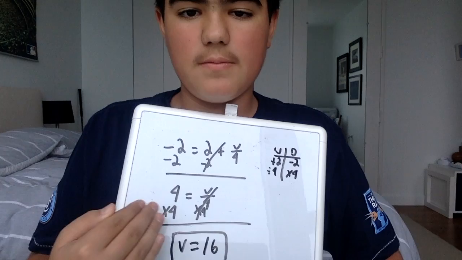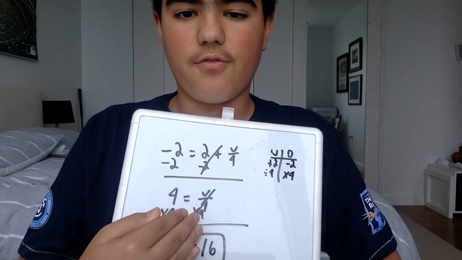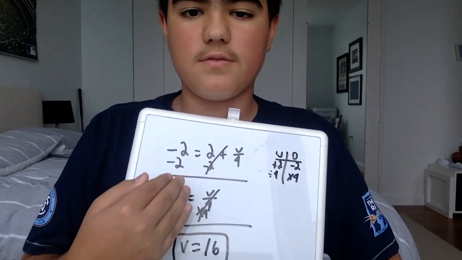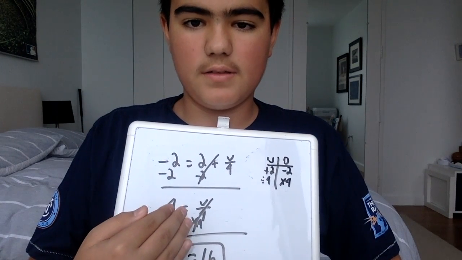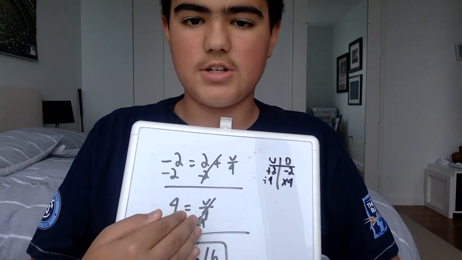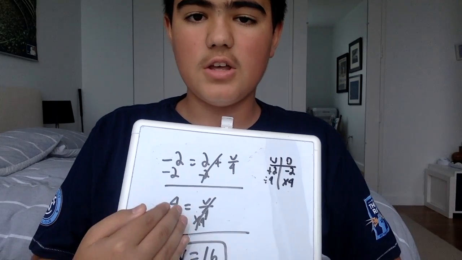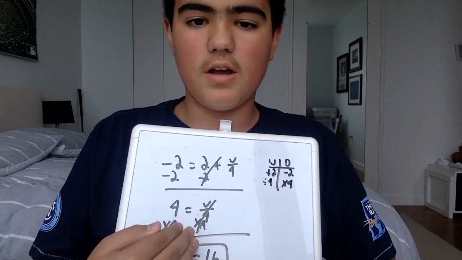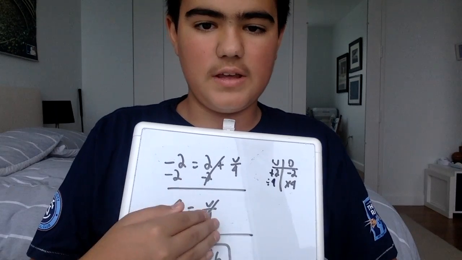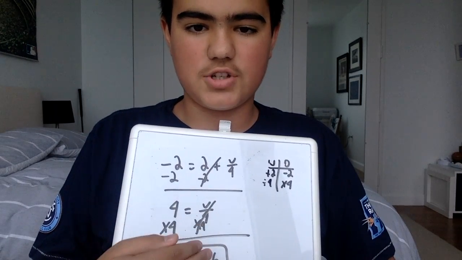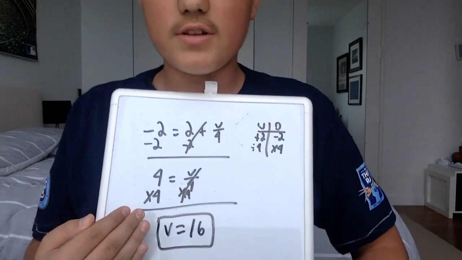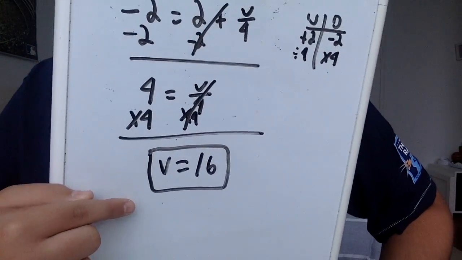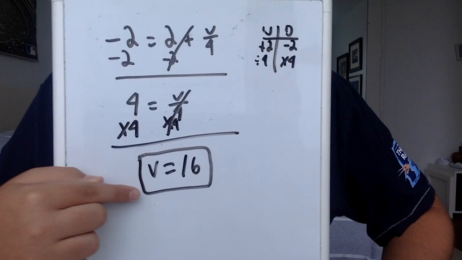So negative 4 equals v divided by 4. Then you would divide by 4 by changing it into the inverse operation. So you cancel the division, and what you do to one side, you do to the other side. So negative 4 times 4 is v equals negative 16, me homies.